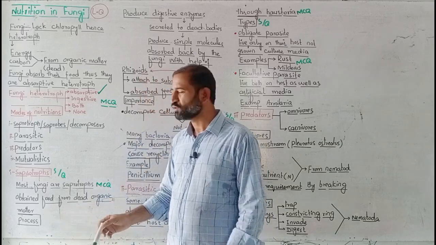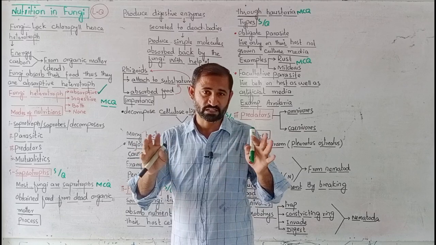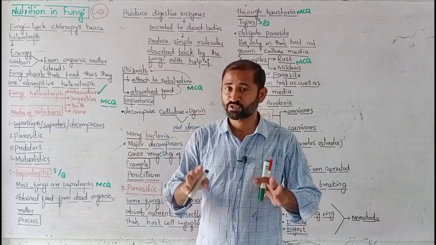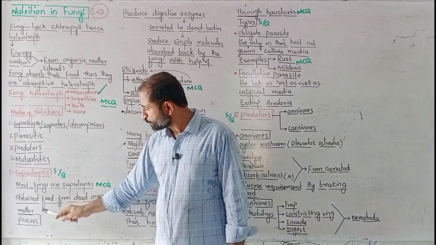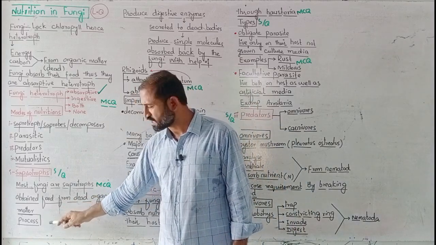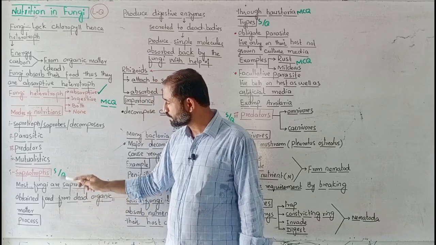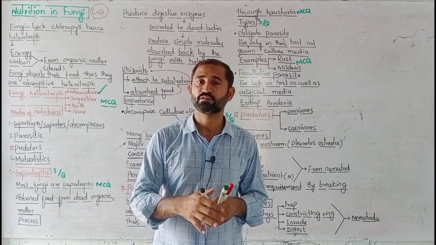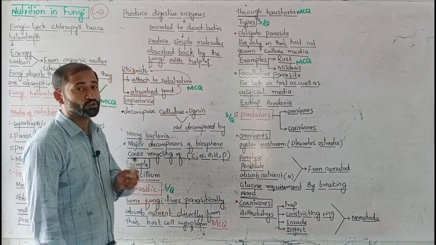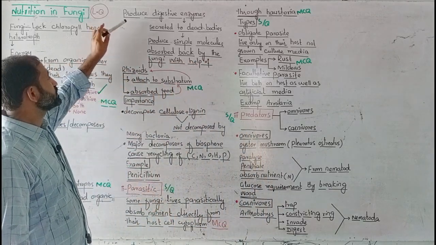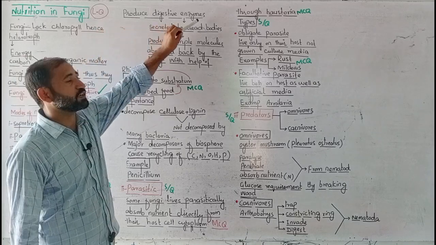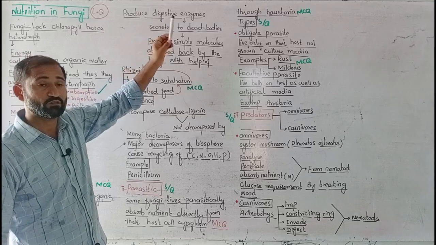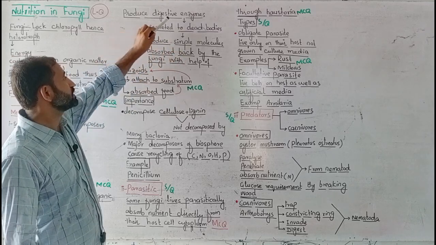And what is the process? Now you have to make small headings that make your answer easy, and it will also make it easy for your examiner to check. So make the first heading about the process, that is, what is the process of saprotroph, or what is the process of decomposition through which the fungi get their food from dead organic matter. The process is that fungi produce digestive enzymes.